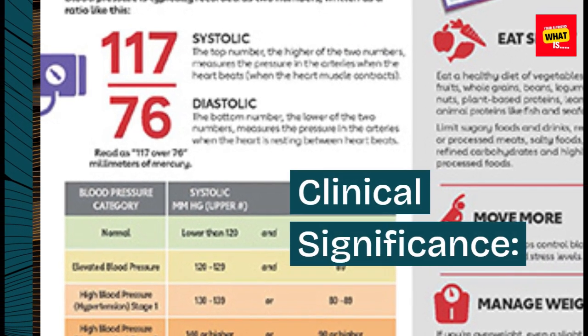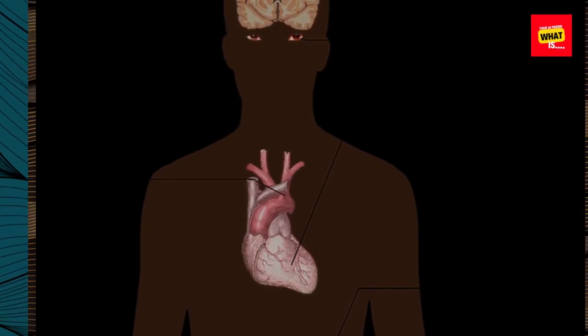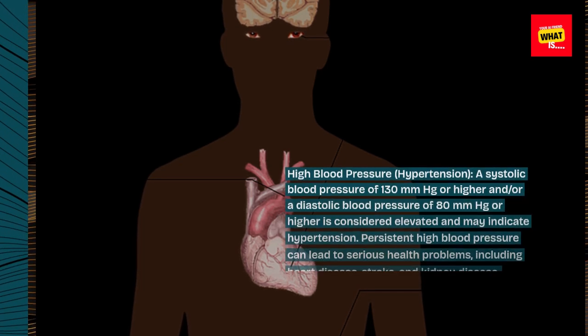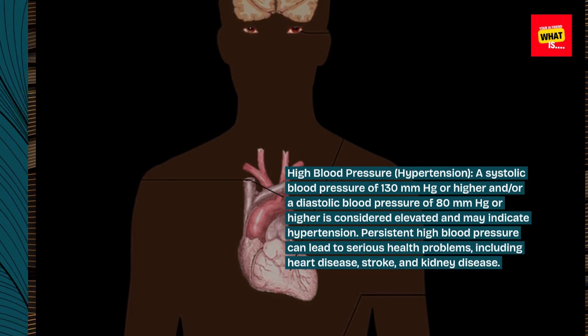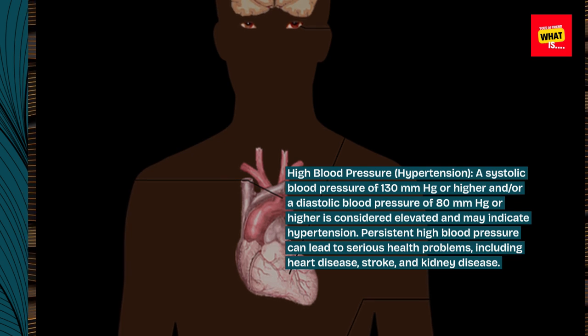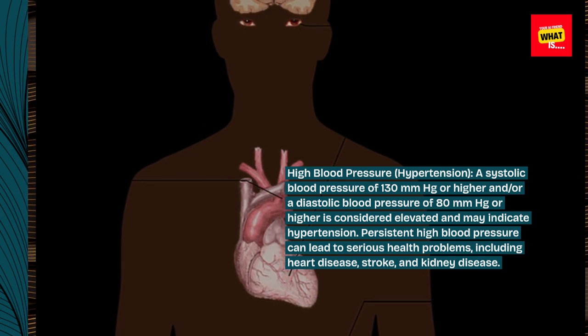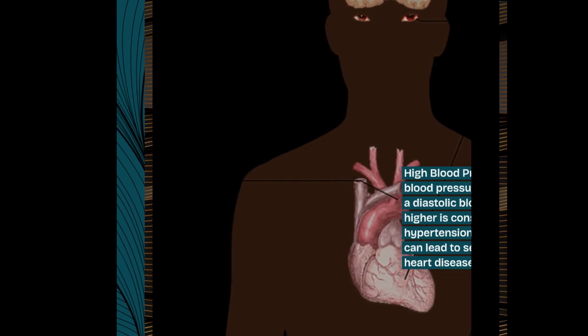Clinical significance. High blood pressure, hypertension. A systolic blood pressure of 130 mmHg or higher and/or a diastolic blood pressure of 80 mmHg or higher is considered elevated and may indicate hypertension. Persistent high blood pressure can lead to serious health problems, including heart disease, stroke, and kidney disease.